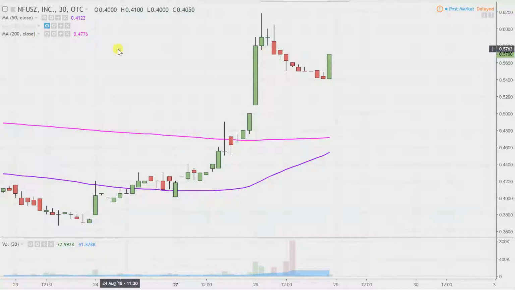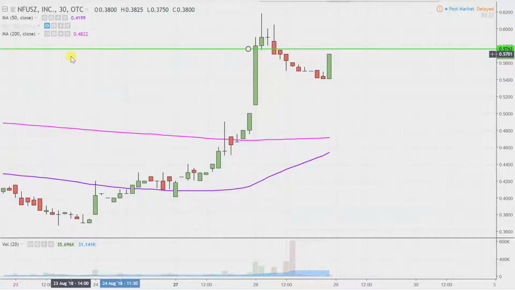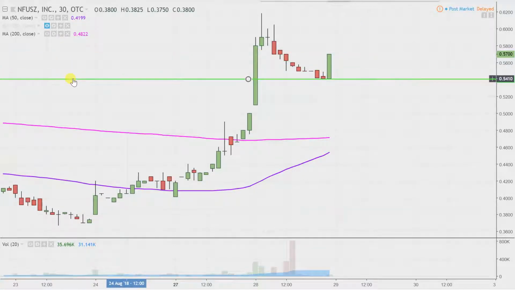First level of support is what I would call the ideal level. When you say, hey Clay, what would make this chart look the absolute strongest going forward? That would be if the price can continue to hold up above 54 cents. I use the word continue very deliberately.